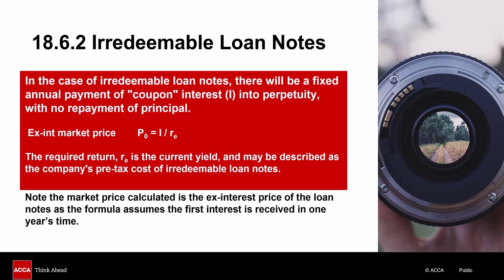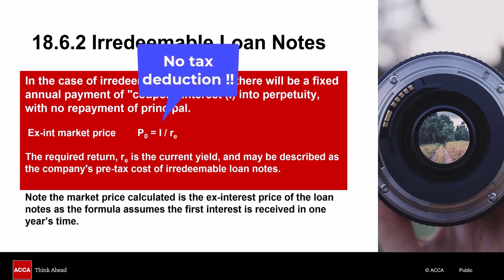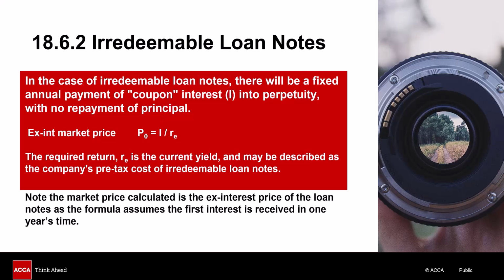And again, we're looking at the ex-interest market price, which will be the coupon interest in dollars divided by the required return on the pre-tax cost of the irredeemable loan notes. Let's now look at an example.